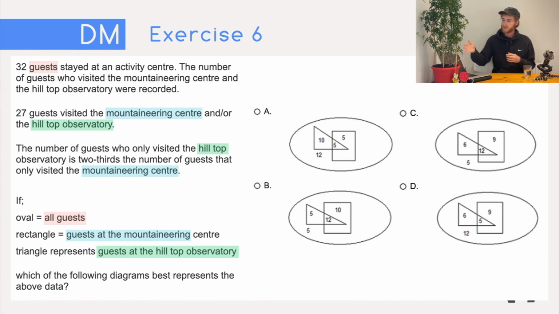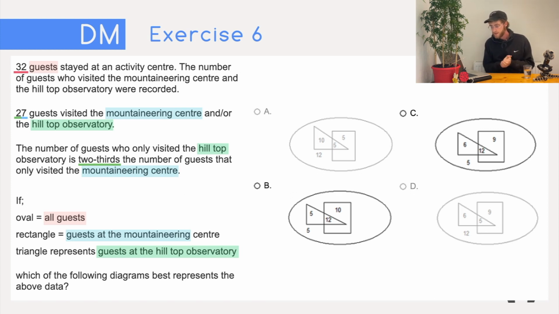And you can see in the answers here that the triangle and rectangle overlap and there's an oval surrounding them in all the shapes. Now we can look at the numbers. So if we look first of all at just the totals, we can see that there should be 32 total and there should be 27 who did an activity. That means that there's 5 who shouldn't be within the triangle or the rectangle. And that is really good because it allows us to exclude 2 of the answers immediately, A and D, because they don't have 5 outside of the activity shapes. So we're left with B and C.